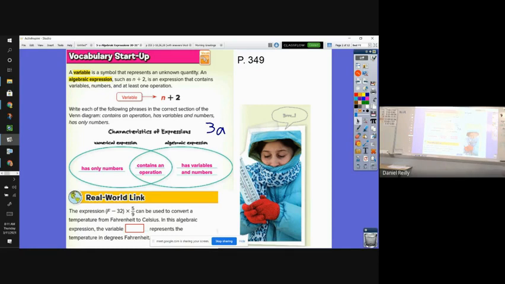Okay, so in this expression, F minus 32 in parentheses times 5/9, what is the variable in this expression? F. Okay, so Olivia, or Tori, you're going to have to stop calling out answers so I can give other people a chance to answer.